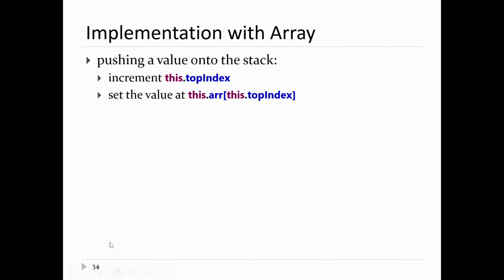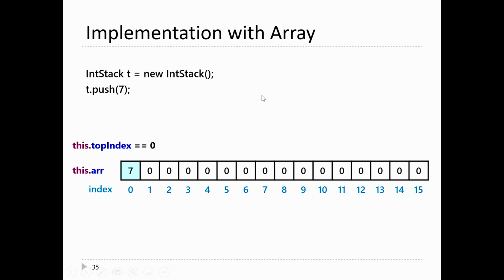Okay? So pushing a value onto the stack. If I'm going to push a value onto the stack and I have room in the array, then all you do is add 1 to top index, and then set the element in the array at that index. So if I push a 7 onto the stack, I add 1 to top index to get 0, and then I set the array at index 0 to the value that was pushed. So I set it to 7. I just overwrite the 0 and set that to 7. And so there's a picture of your stack now.